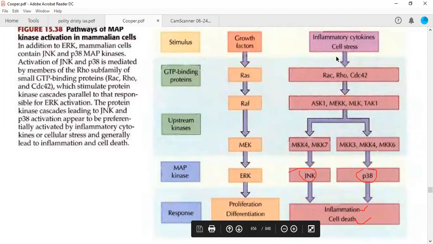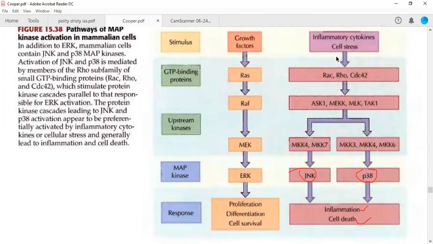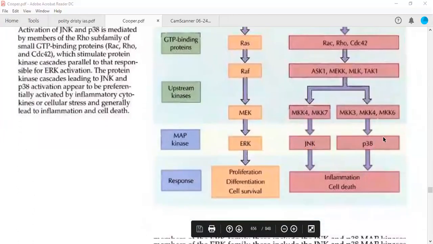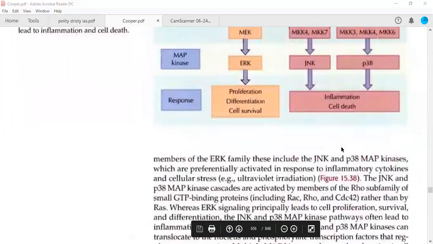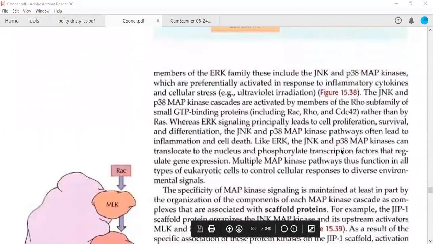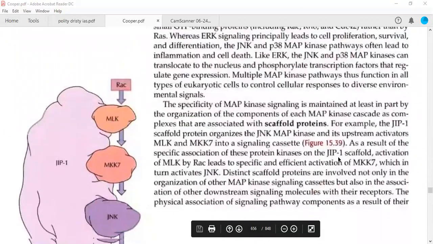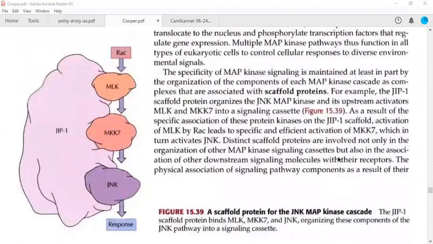So now it is clear that not only cell survival or proliferation or cell differentiation is regulated by MAP kinase, whereas other types of cell death and inflammatory responses, which are immune responses, are also under the control of this particular pathway. Before closing today's class, I would like to tell you about the adapter proteins.